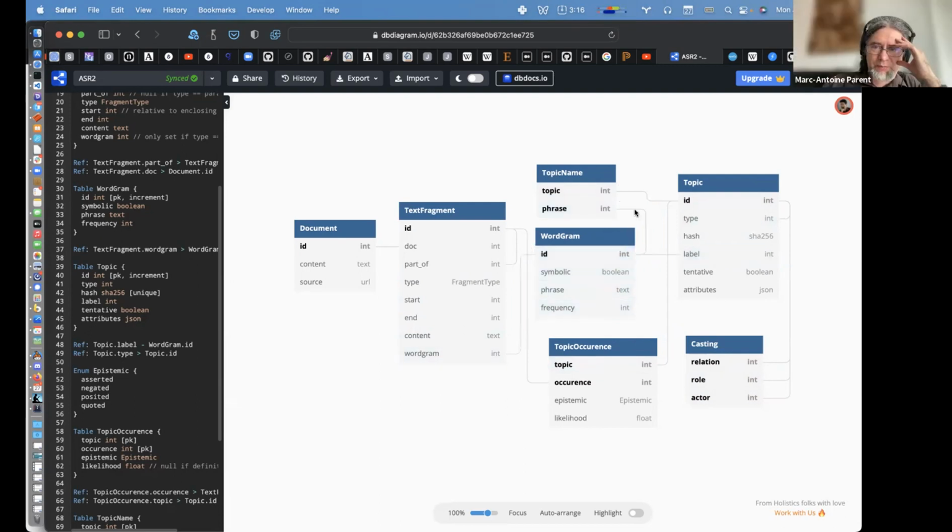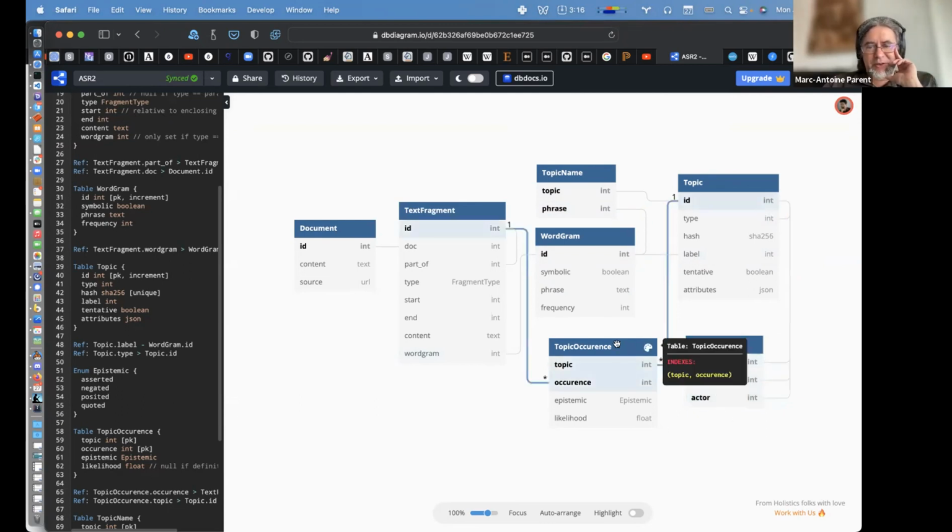No, I have word gram as many to many with true topic name. Oh, okay. But I have many to one, your preferred, like the preferred word gram. Yeah, the preferred label here. That's the one-to-one part. The castings are how to do the hypergraph parts, so relation, role, actor.